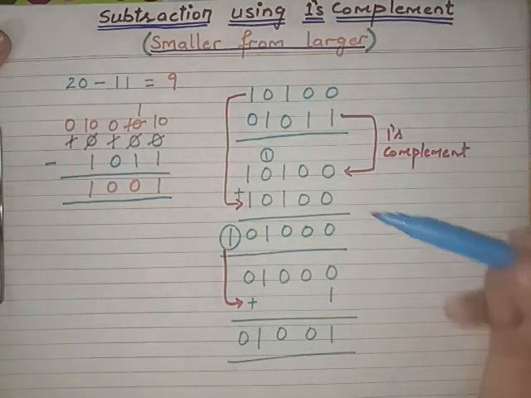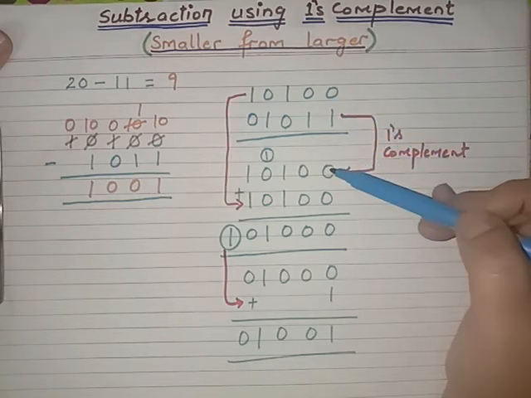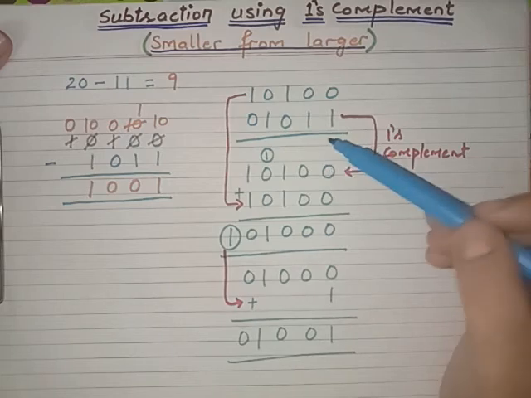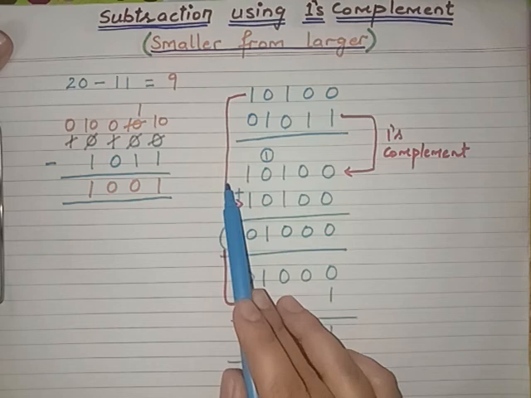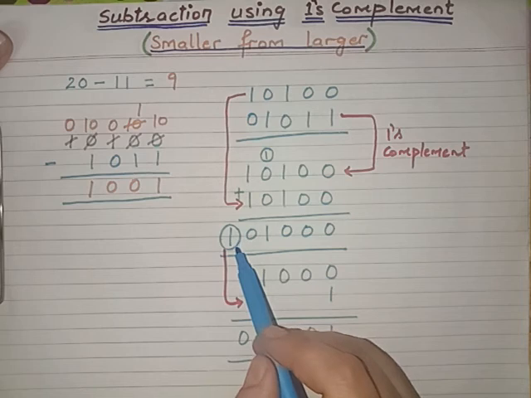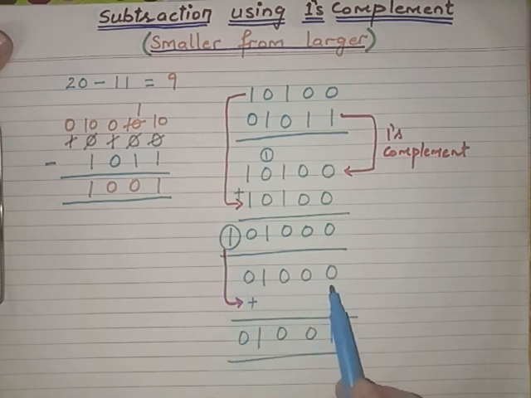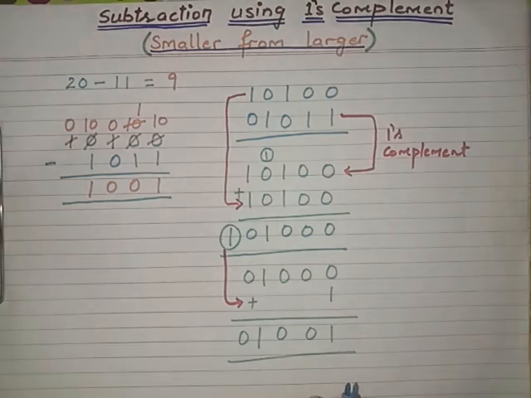What we did is, first of all, for the number which is to be subtracted, take its ones complement, then add this ones complement to the number from which it is to be subtracted, and add the result. If you have a carry, you have to add this carry to the same result itself, and here you will get the final result. And this was a very simple method of subtracting two binary numbers.